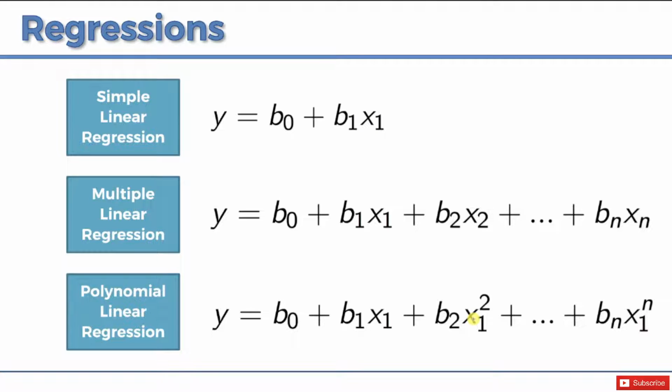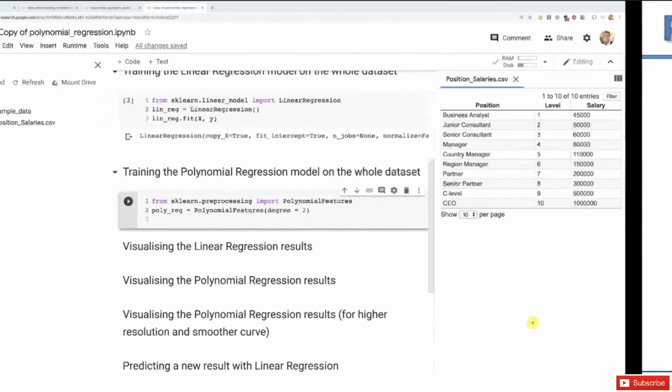But if we chose, for example, n equal 3, well, the matrix of features would be x1, x1 squared, and x1 at the power of 3. All right? So that's what we're going to do.